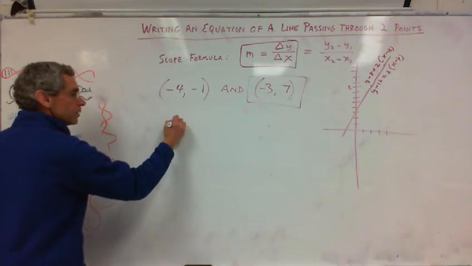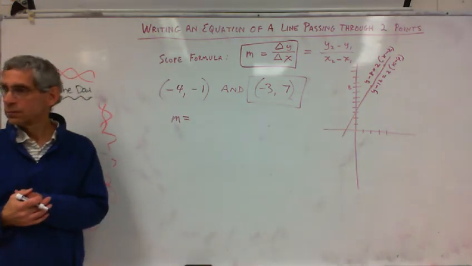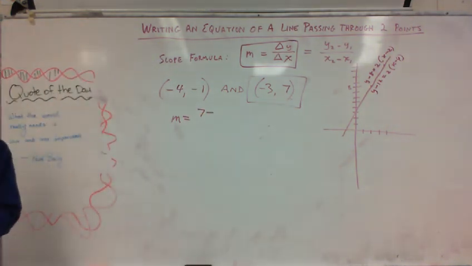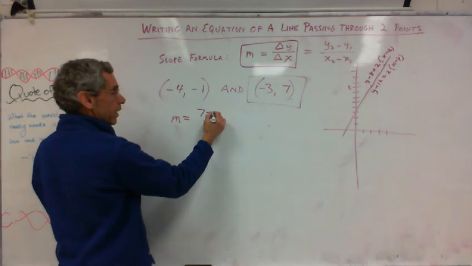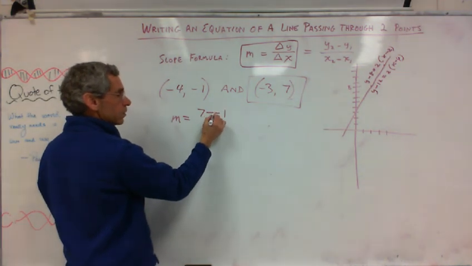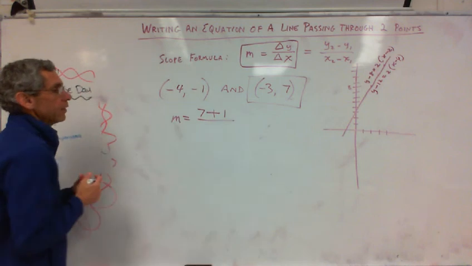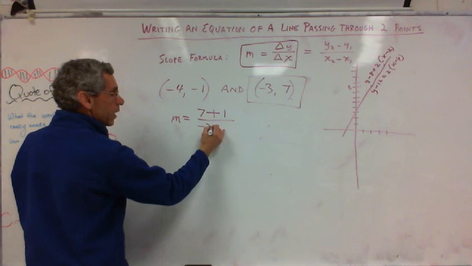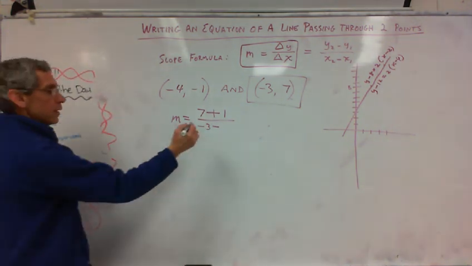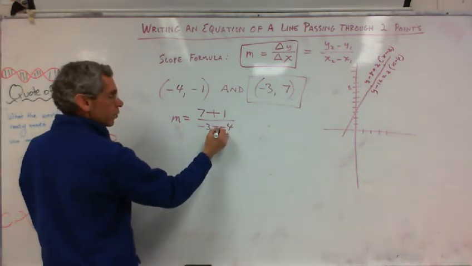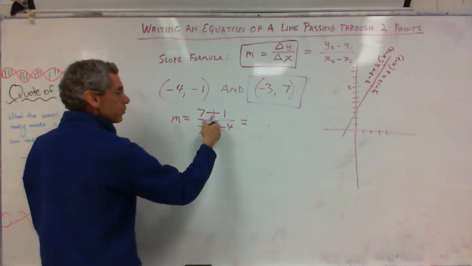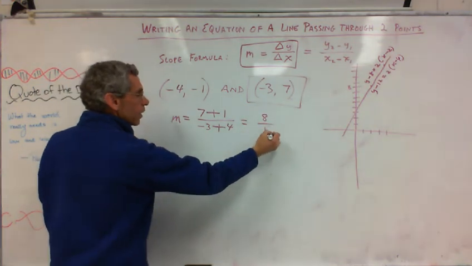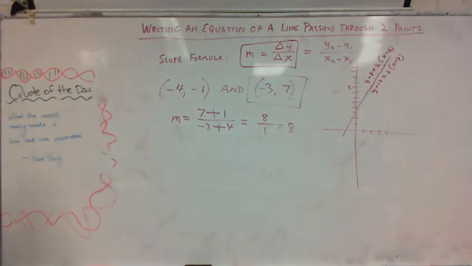So my slope, m, is equal to 7, and then the formula says minus, right? Because that's what change means. Minus a -1, which means I'm going to turn that minus into a plus. Okay, now what? -3 minus, the formula says minus, -4. So minus 4 becomes plus 4. What's 7 plus 1? 8. What is -3 plus 4? 1. So my slope is 8. Awesome. Good job.